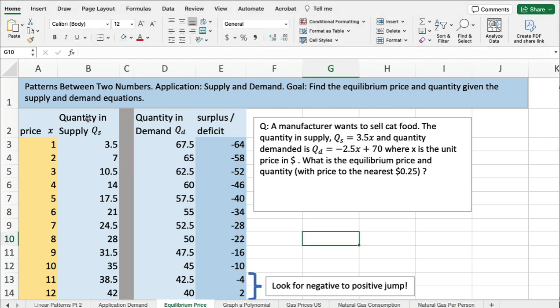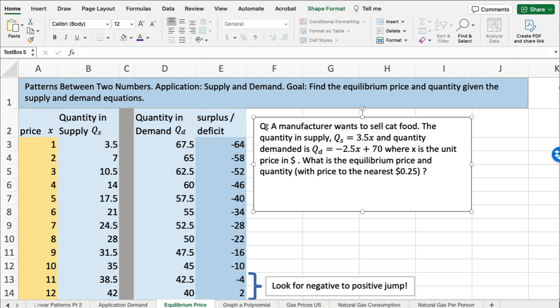We have a column for the quantity in supply in column B here. We have a column for the quantity in demand, and then another column that's going to be a calculation where we're going to figure out what the surplus/deficit of that supply versus demand is. And let's read the question.